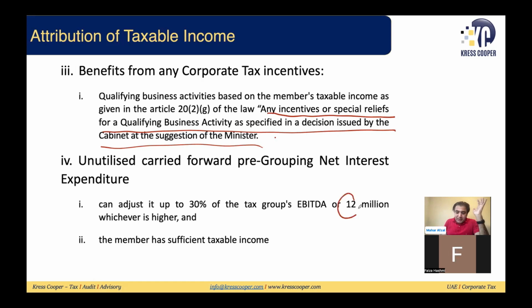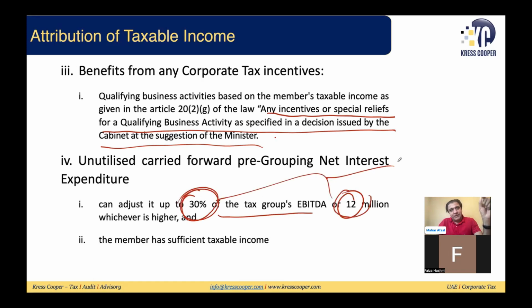This 12 million is applicable on the overall group. This 30% is applicable on the overall group. So we need to calculate the group EBITDA. We need to take the 30%. We need to look into this. Higher of this, it can be claimed 100%. But at the same time, law says whatever is being claimed, the member should have sufficient taxable income. The member has sufficient taxable income means we need to calculate the taxable income of the individual member here as well. So these are the four conditions where we need to calculate the taxable income of the individual tax member.